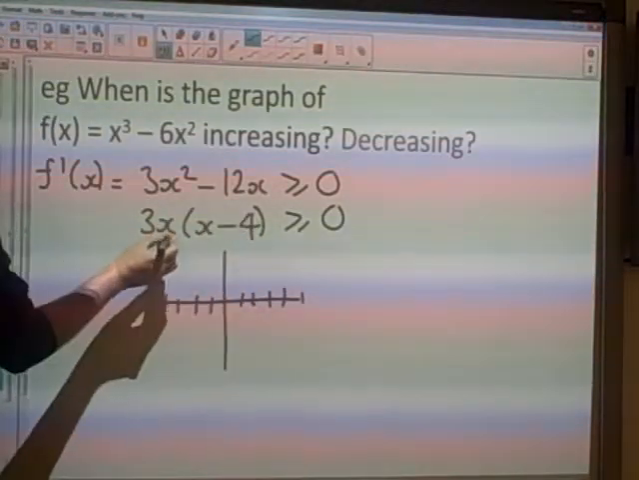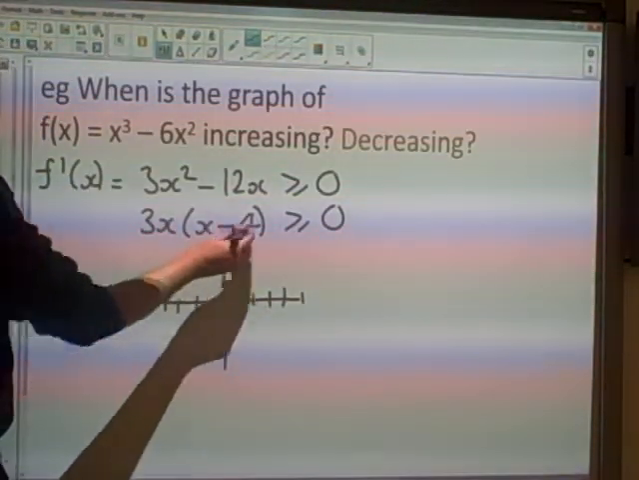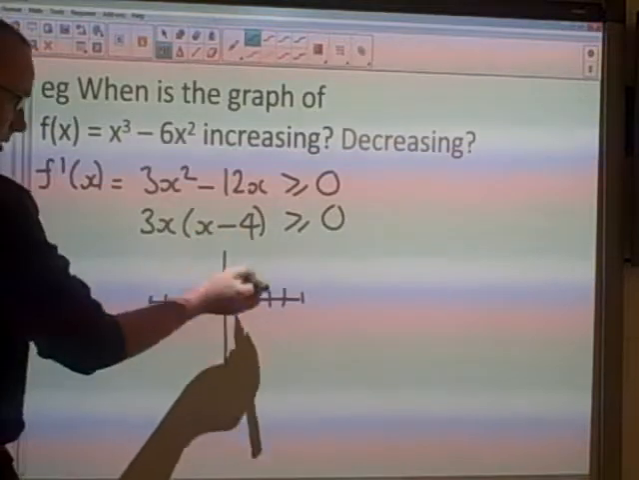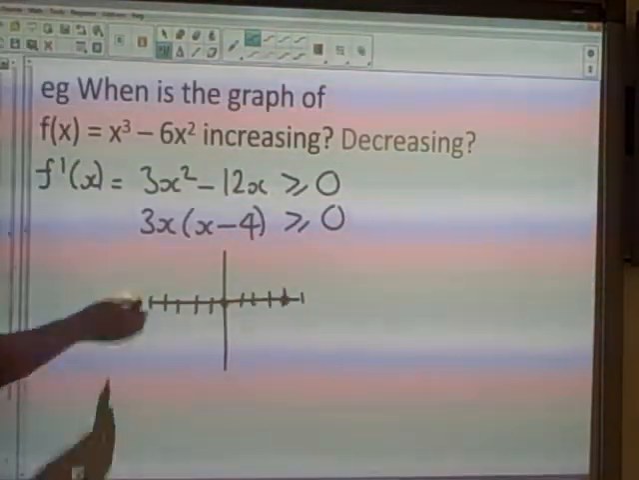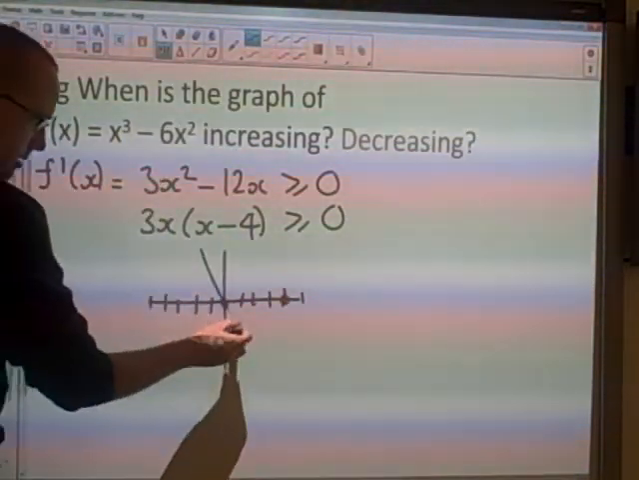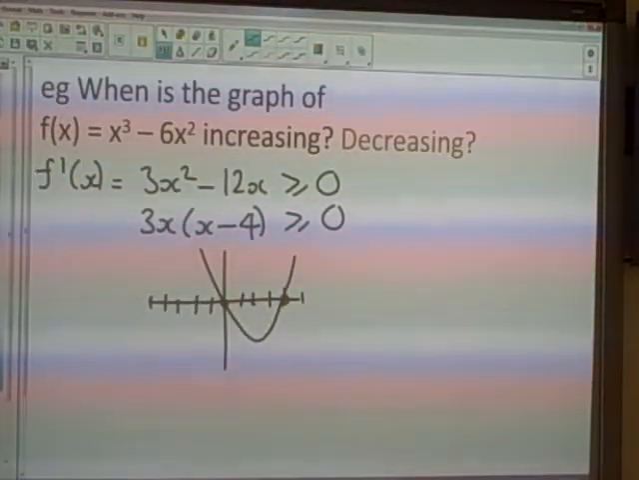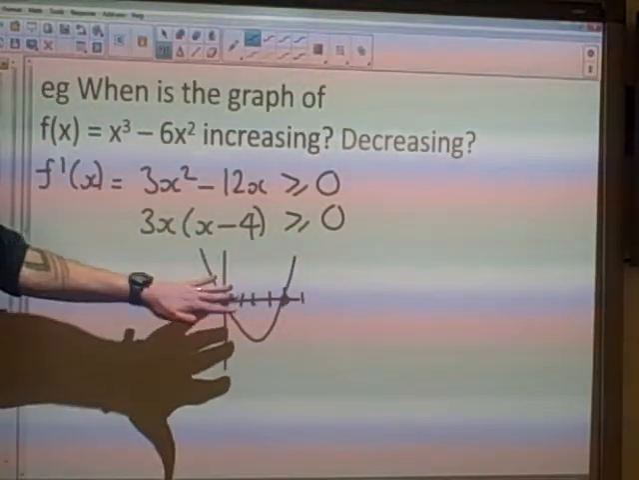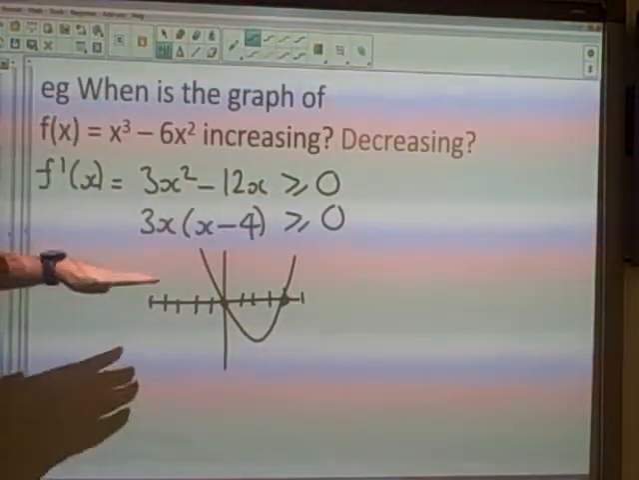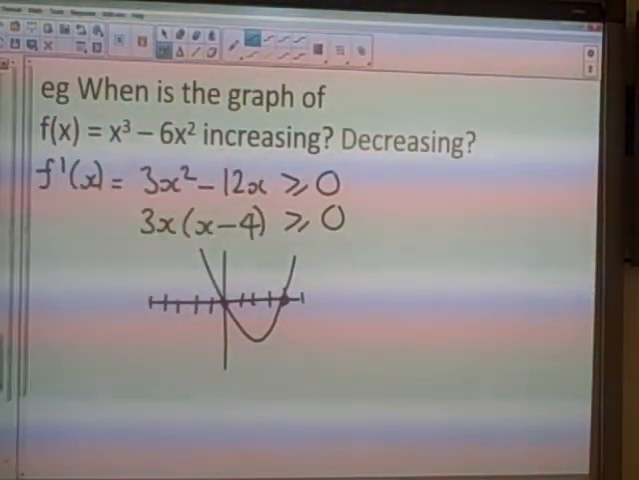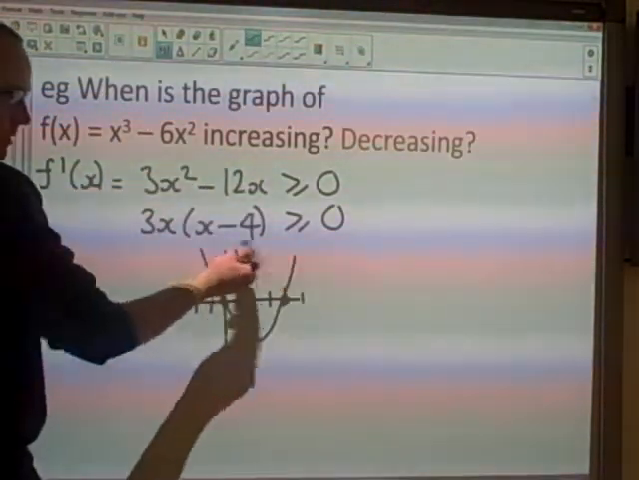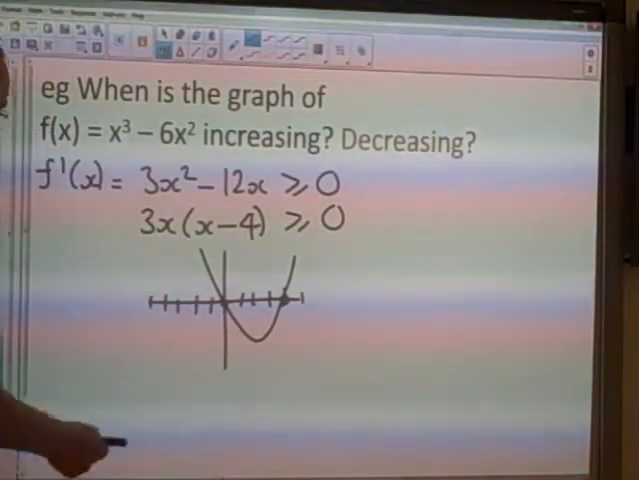So I'd have intercepts for this at 0 and positive 4. And this is a positive x squared, so my graph would go like this. Now this is not the graph of this function, this is x cubed. This is actually the graph of the slope function. So everything above the axis is positive slope, anything below the axis is negative slope.